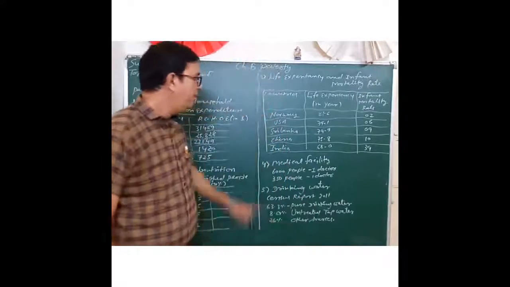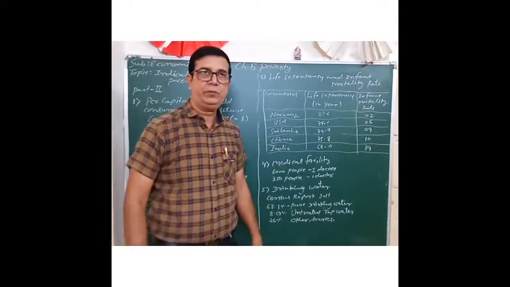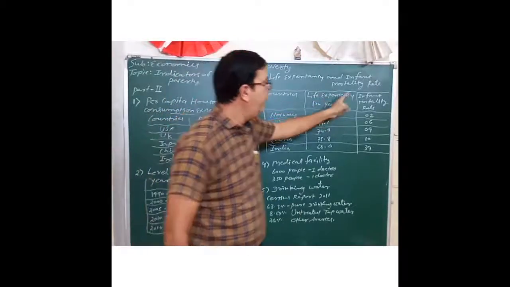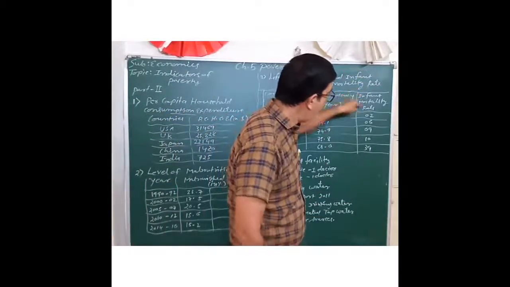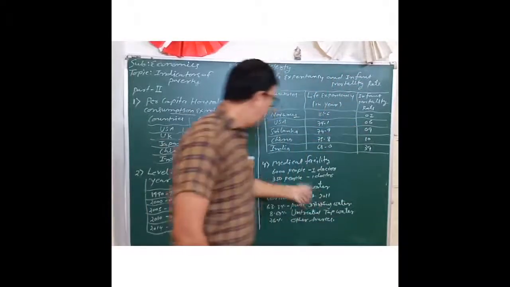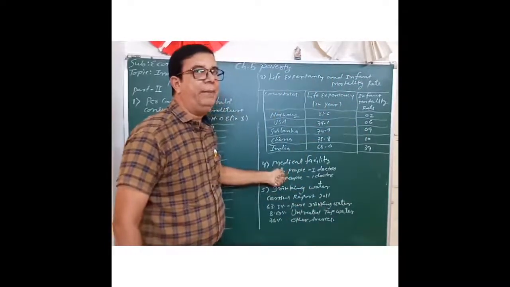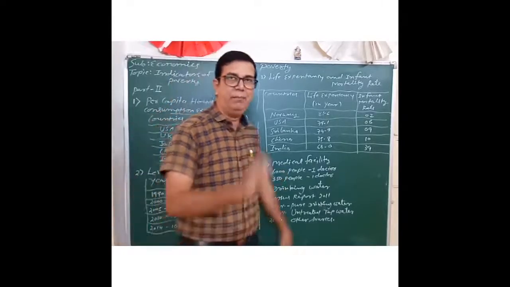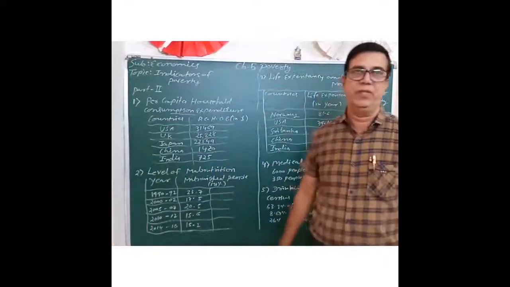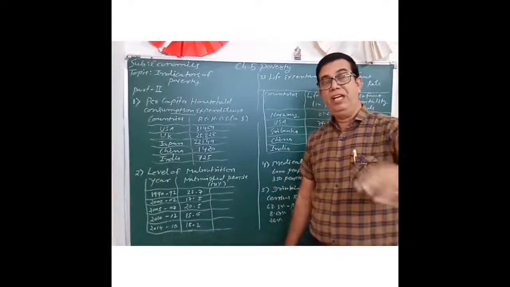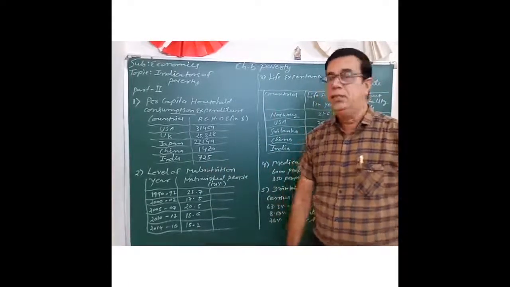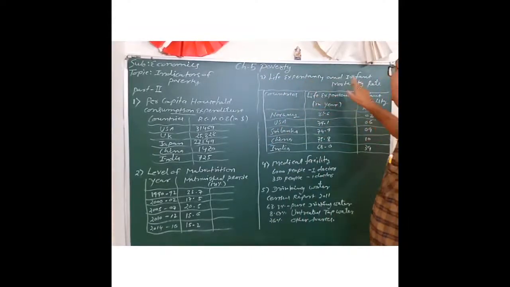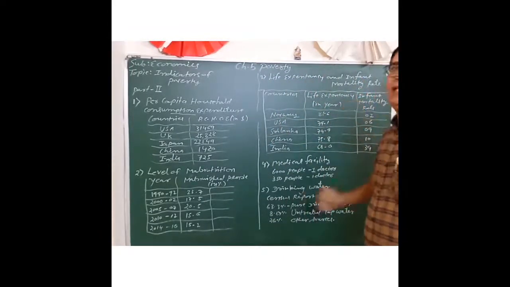After that, medical facilities. If you want to increase your life expectancy and decrease infant mortality rate, then this is very important. Medical facilities means number of hospitals, number of doctors. So if the health facility is good, then automatically your life expectancy increases and child mortality rate decreases.